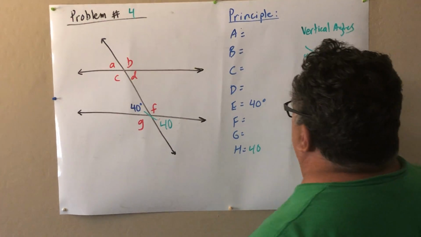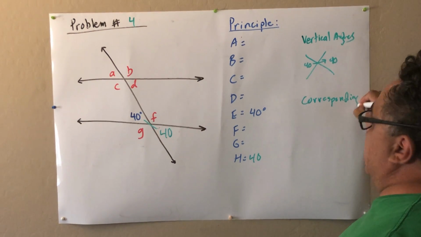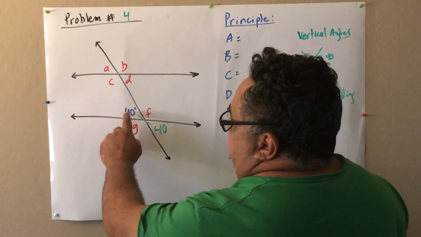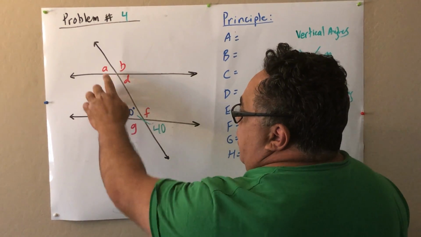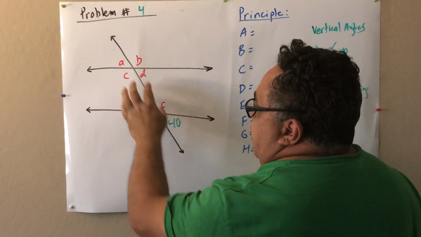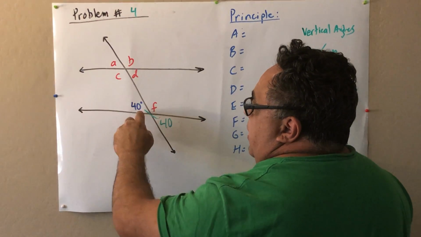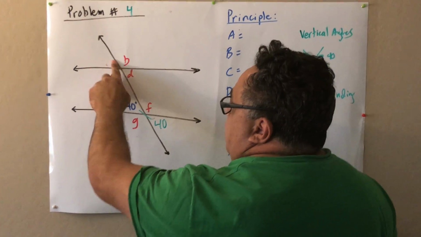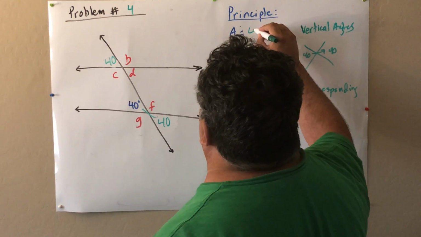And I also can do another concept right here called corresponding angles. Corresponding angles means if I number these 1, 2, 3, 4, 1, 2, 3, 4, the one position right here, A, is the same as 4 down here. If I just did a cut and paste down here, A is the same as 40 down here. So I can say A is 40 degrees. Okay, I say A is 40 degrees.